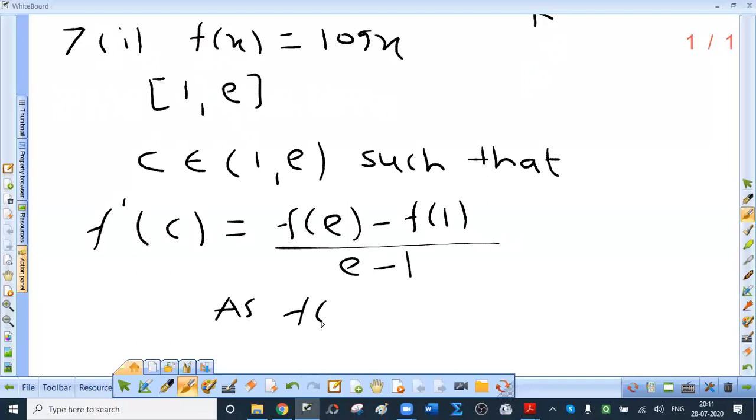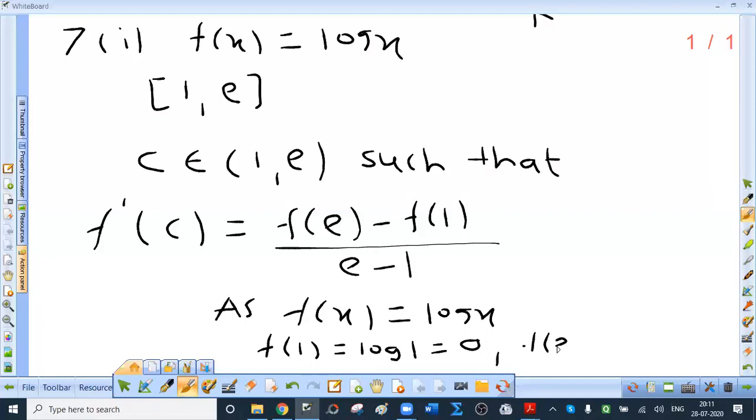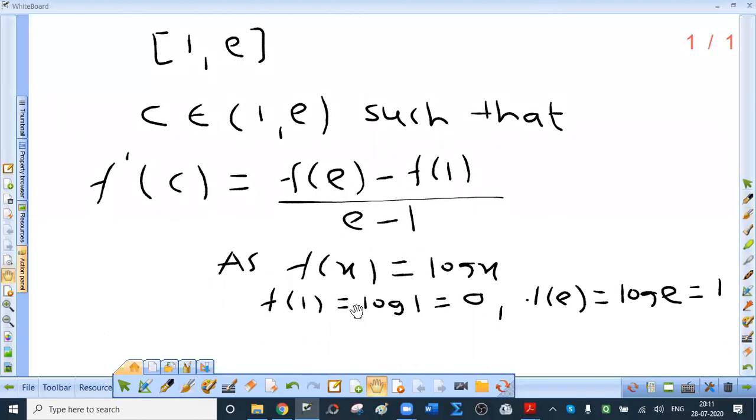Now, what is f of x? F of x is log x. So, what will be f of 1? It will be log 1. What is log 1? Log 1 is nothing but 0. And what is f of e? It is log e. We are doing calculus, so the base of logarithm is e only. So log of any number to the same base is 1.